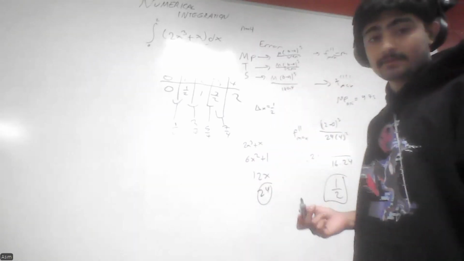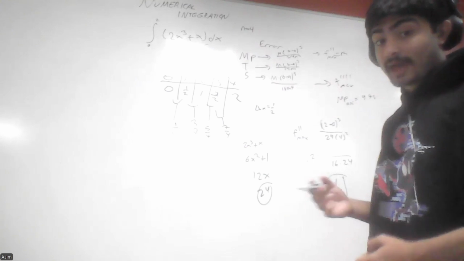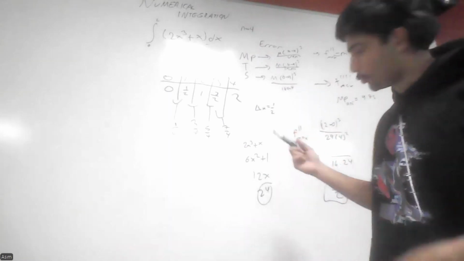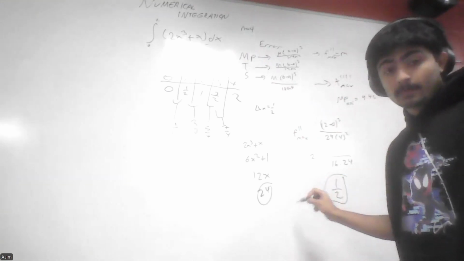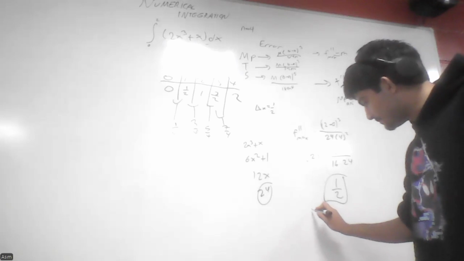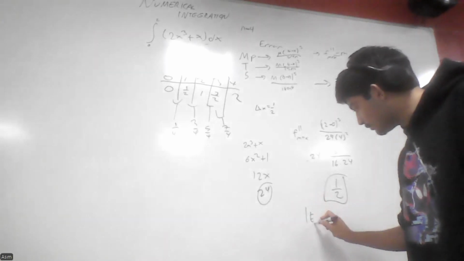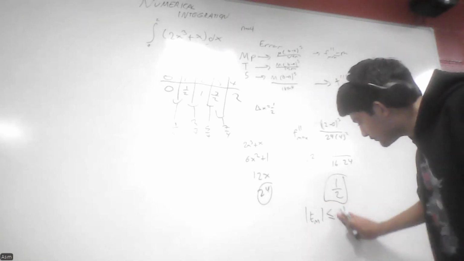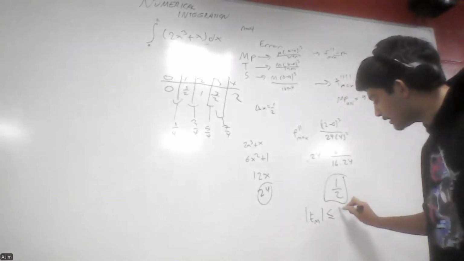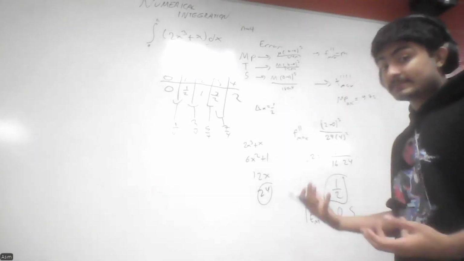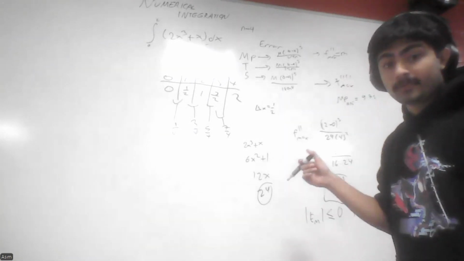So instead of moving forward, let's now actually find our EM, our error estimate for midpoint rule. This 1/2 is the most our error could be. So basically, the absolute value of EM must be less than or equal to 1/2, or instead of writing 1/2, let's just say 0.5. All right. So what is actually our error for midpoint rule?